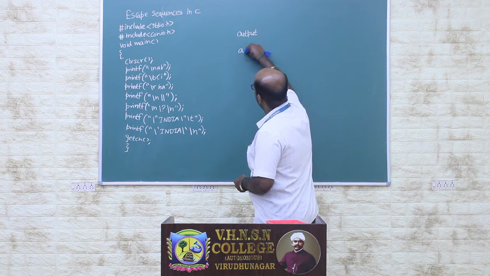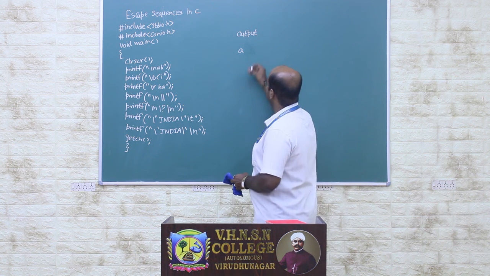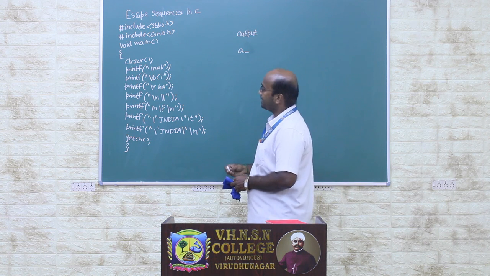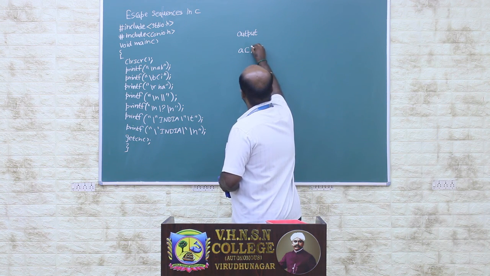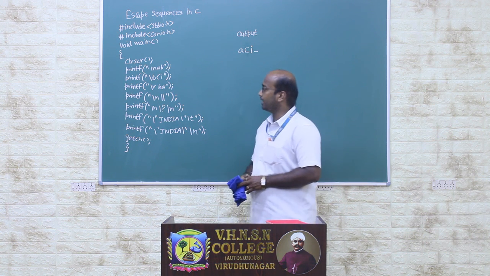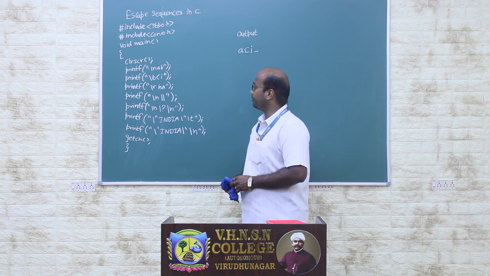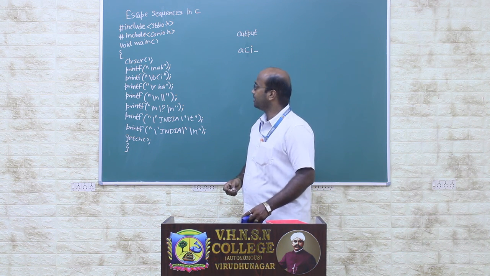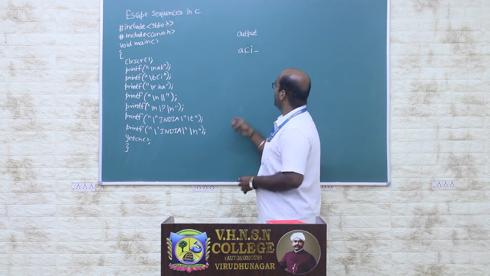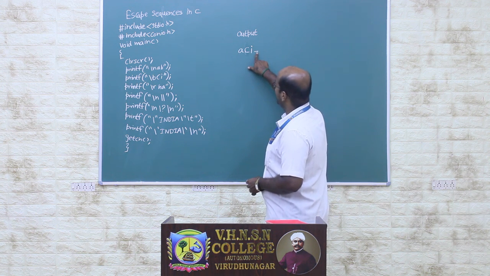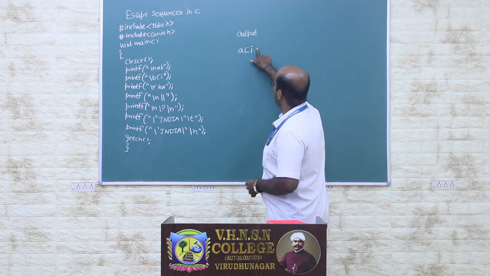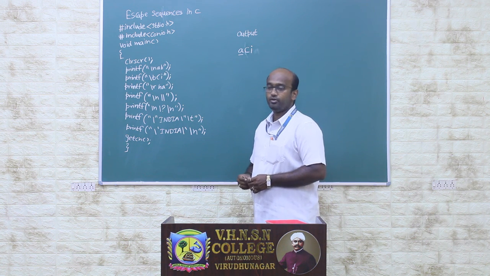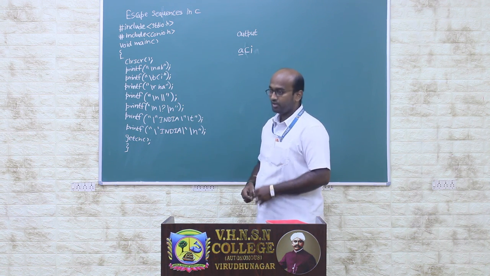So A will be there and B will be removed using backslash b, and the characters C and I are printed. C, I, and the cursor stands here. And we have the next statement, printf backslash r H A. Backslash r is carriage return. This moves the cursor from the end to the beginning, and it prints H and A.